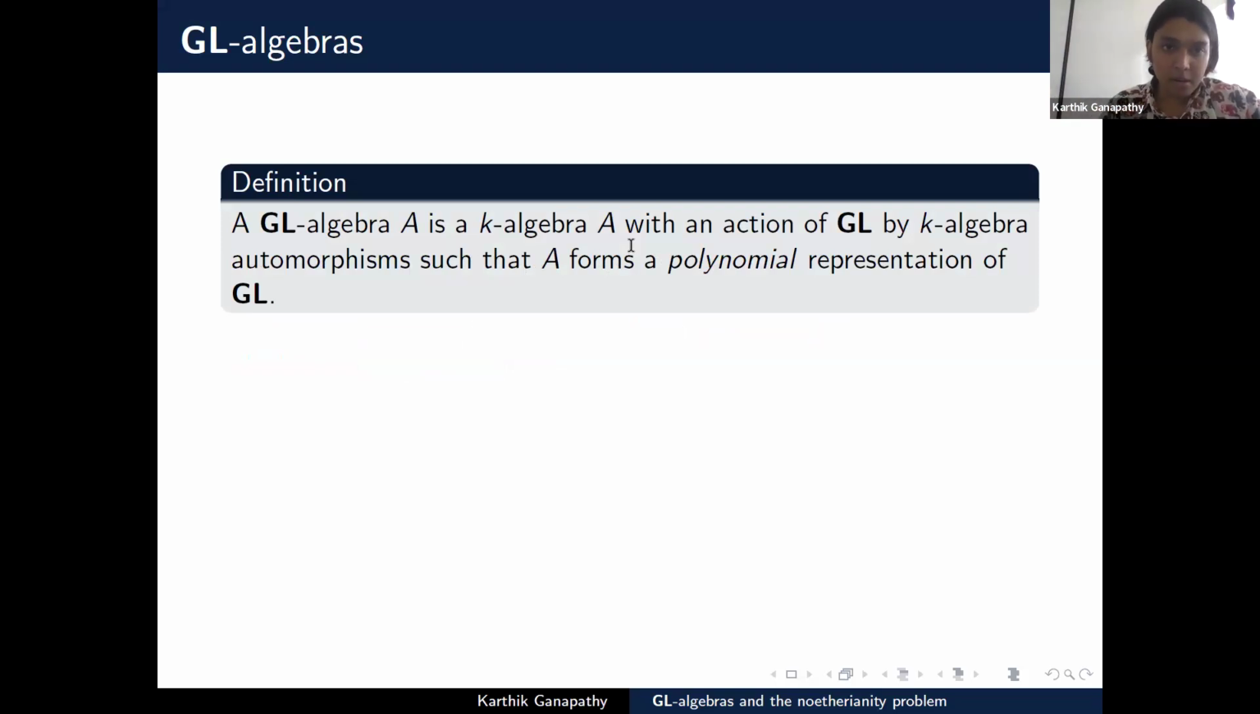By a polynomial representation of GL, I mean, in characteristic 0, applying a Schur functor to the standard representation of GL, which is just K infinity, an infinite dimensional vector space with basis E1, E2, E3, and so on. And in characteristic p, there can be more polynomial representations because the Schur functors are not irreducible. But we don't have to get into the full details of it.